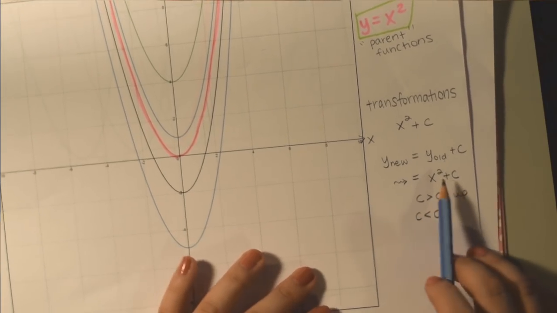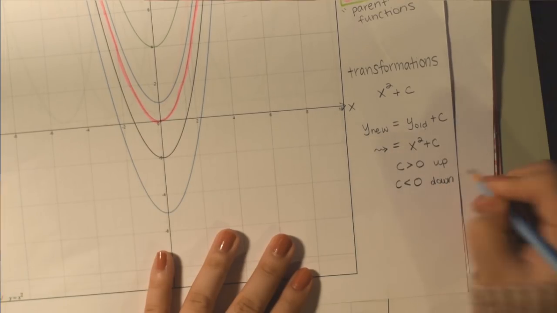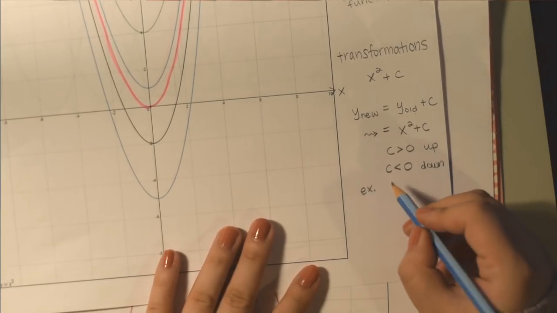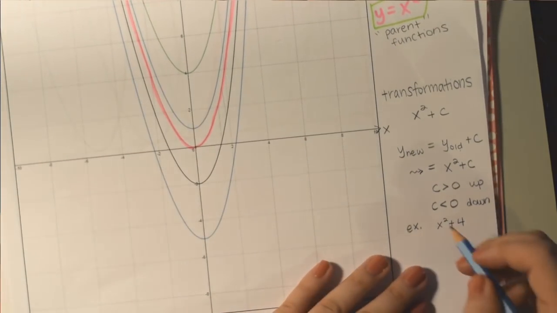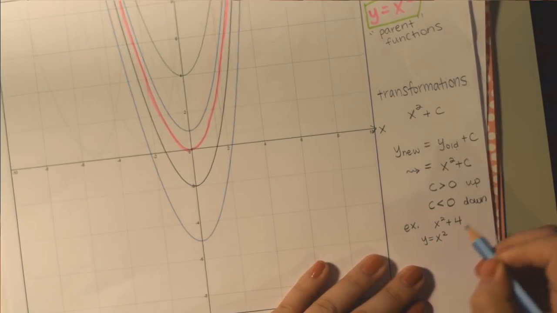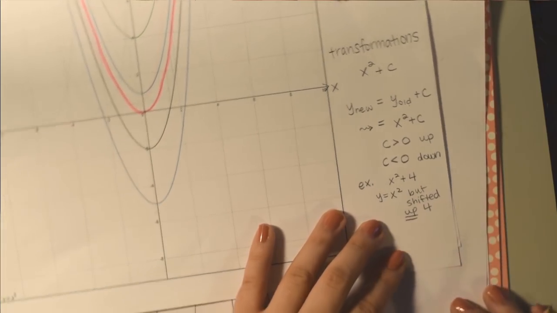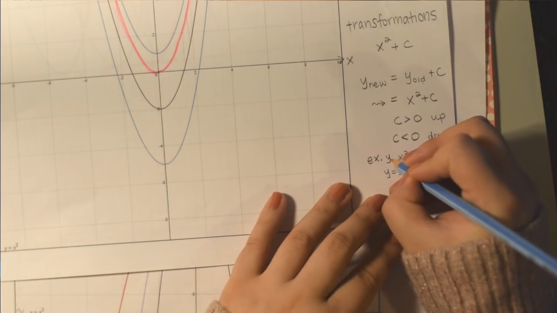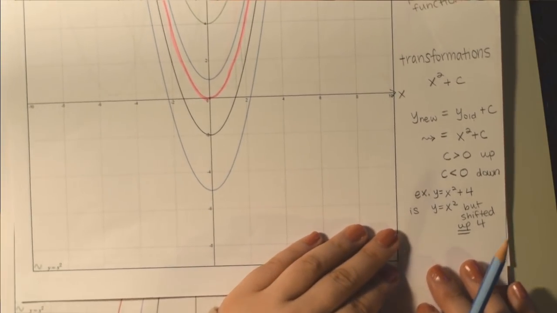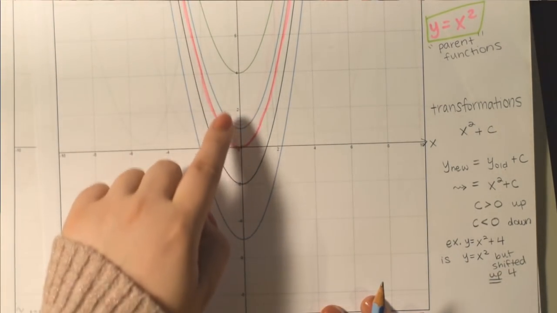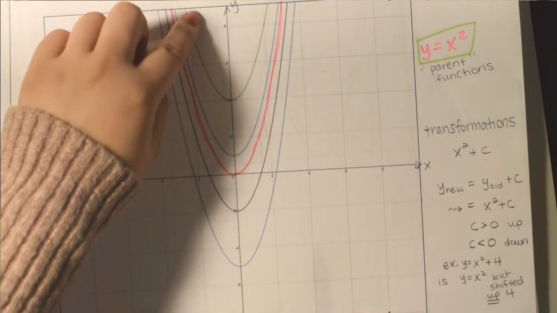If c is greater than 0, then you are shifting it up, and if c is less than 0, meaning x squared plus -1, which is x squared minus 1, that means down. So for example, y equals x squared plus 4 is y equals x squared but shifted up 4, meaning every single point gets moved up 4. So from this, up 4 is this.